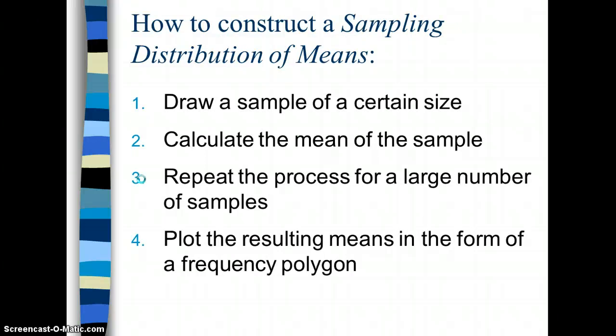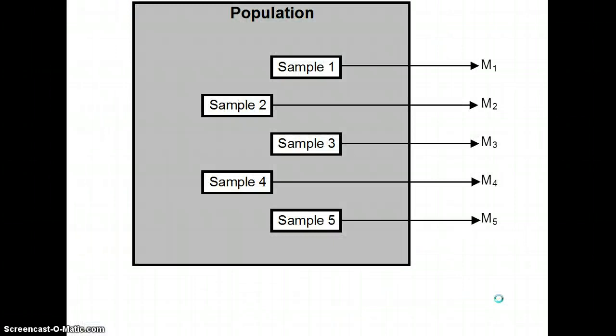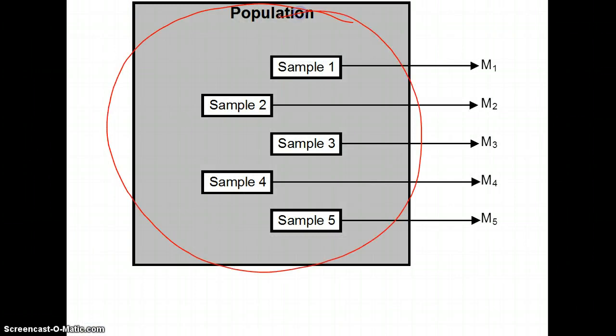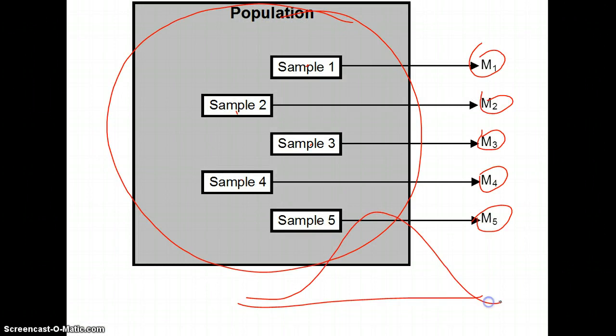Well, how do we calculate or construct a sampling distribution of means? We simply draw a sample of a certain size, we calculate the mean of the sample, and we repeat, right? We repeat that over and over for a large number of samples out of the larger population, and then we can plot that in the form of a frequency polygon. Guess what that looks like? So for example, we might have this population, and we take sample after sample after sample. We calculate the mean for each one, and then we simply talk about the distribution of those means.